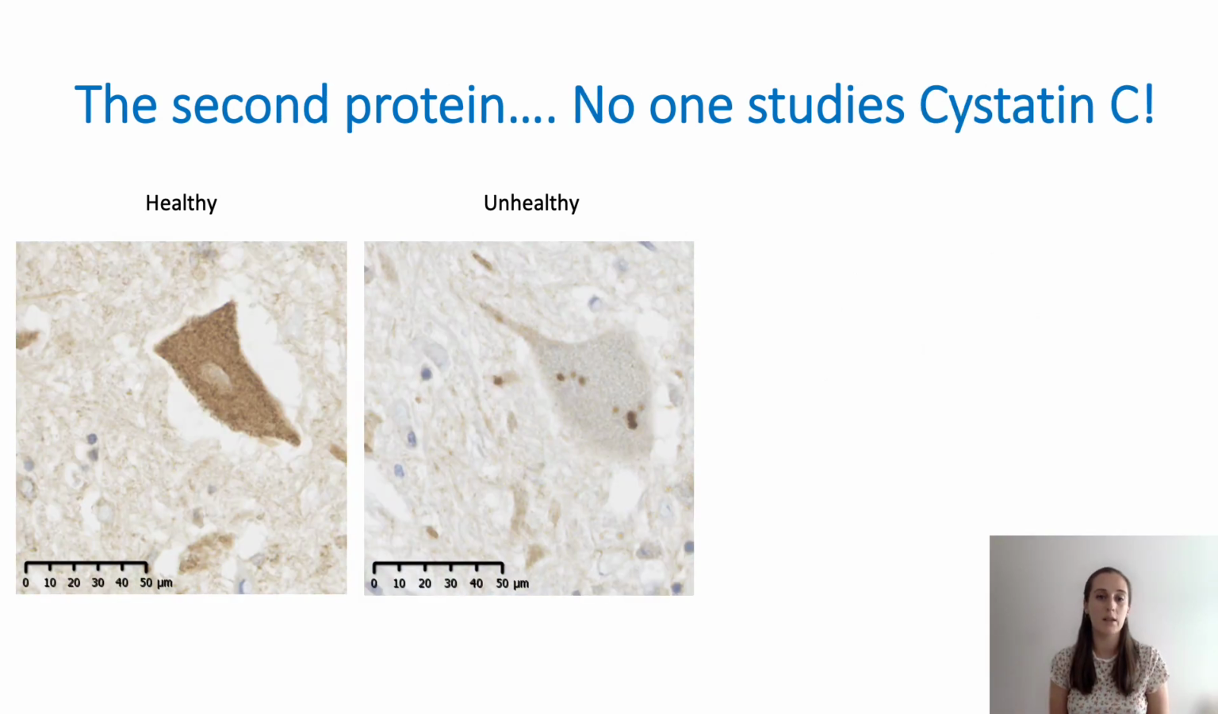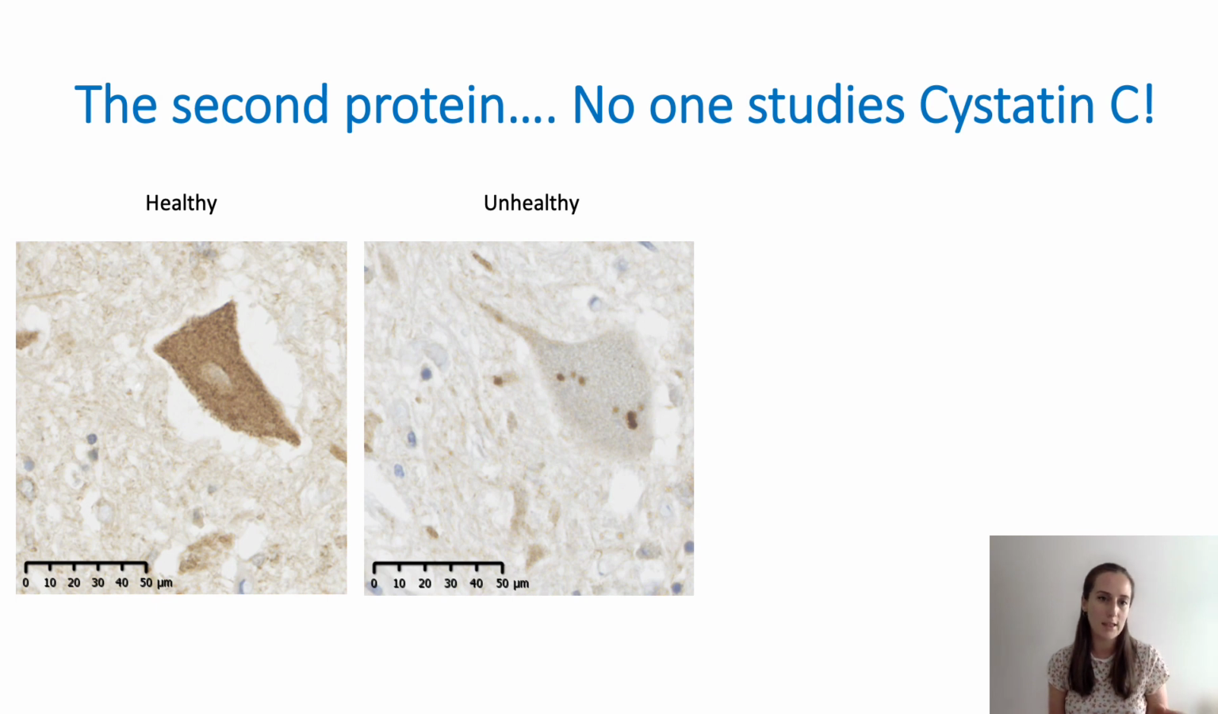The second protein that I wanted to introduce to you is called Cystatin C. Again, you don't need to worry about the name of it. You just need to know that it's attracted very little research focus, especially in comparison to the first protein, TDP43. But what is actually going wrong with Cystatin C in motor neuron disease?